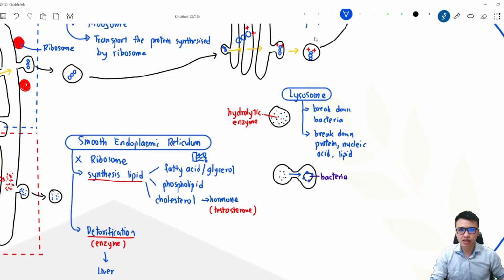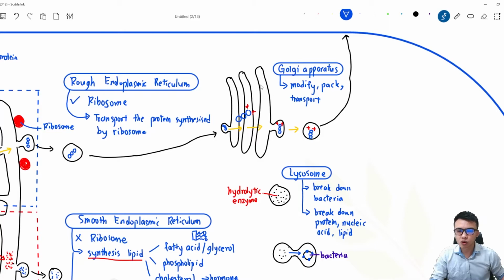For example, let's say the Golgi apparatus is not functioning anymore, it's being damaged. Lysosome will be the one to destroy the Golgi apparatus by using their hydrolytic enzyme.